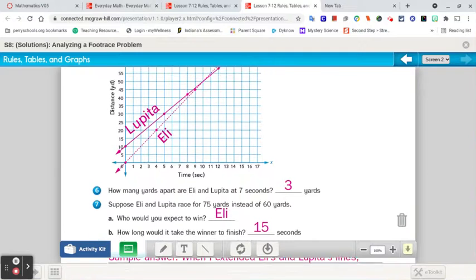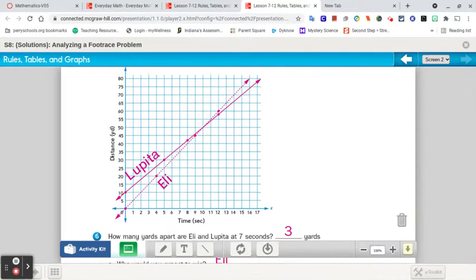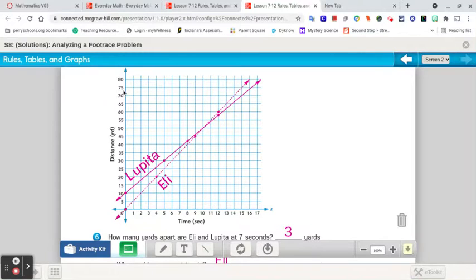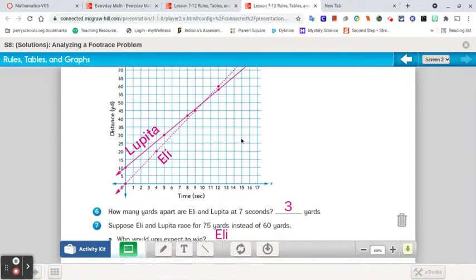So how long would it take the winner to finish? So if it was 75 yards, the way you could figure that out is you could come over here to your 75 yards if that was the race. I would expect Eli to finish. So his is that dotted line on my graph. I could see where he's at 75 and come down and I'd see it taking 15 seconds and that's how they got that. Another determining factor if Eli was going to win that 75-yard race is if you just look at these lines. You can see Eli, his line keeps going up where hers is right here. So he's covering more yards per second. You can see on that graph as well.